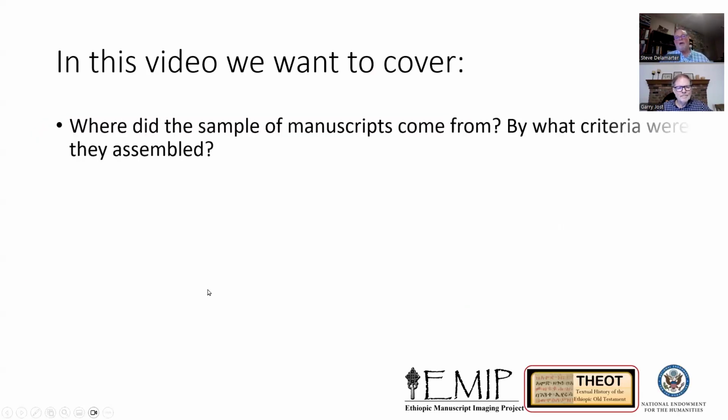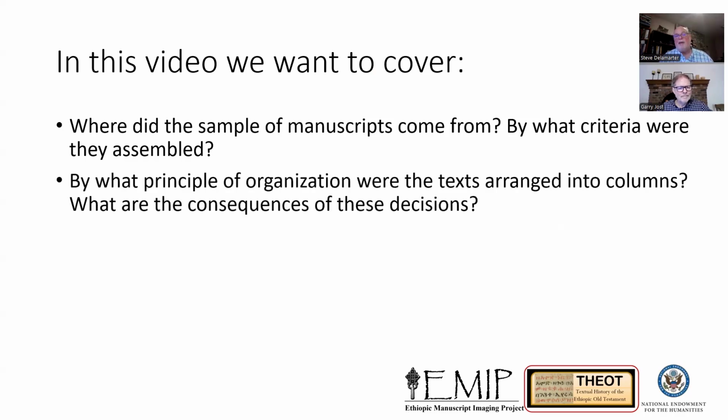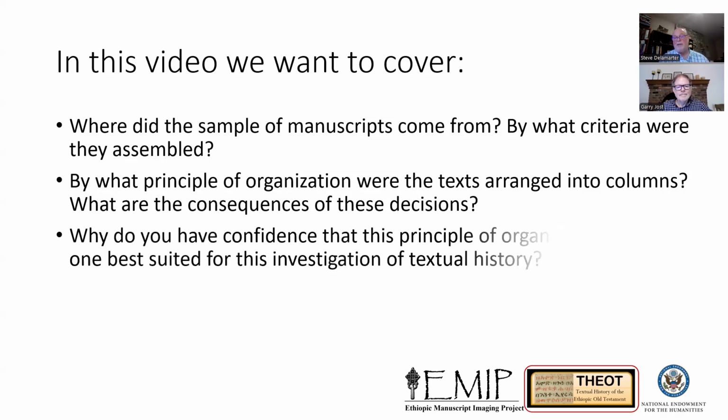In this video, we want to cover where the sample of manuscripts we use in our study came from, and by what criteria these manuscripts were assembled for the work. And then, by what principle of organization were the texts arranged into columns? And what are the consequences of the decisions that we made? Finally, why do we have confidence that this principle of organization is the one best suited for the kind of investigation of textual history that we're doing? That's what we'd like to cover in the video today.